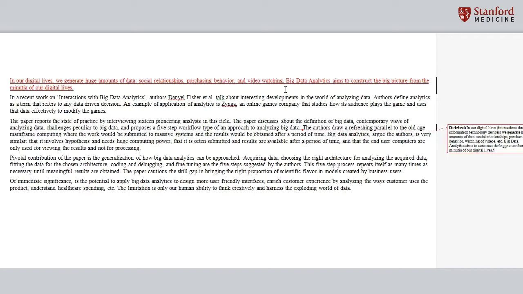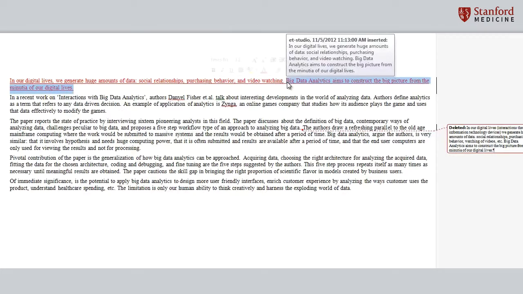So then we get, big data analytics aims to construct the big picture from the minutia of our digital lives. Notice the repetition here, digital lives, digital life. So that might be telling you that we actually don't need to say this again. So that's a little bit of a general way of saying what big data analytics is, right? It constructs a picture from the minutia of our digital lives. Well, rather than saying something general, let's just say very specifically exactly what it is that the companies are doing with the data. So I'm going to define big data analytics by just saying what it is that the companies are doing rather than trying to give some kind of general definition.